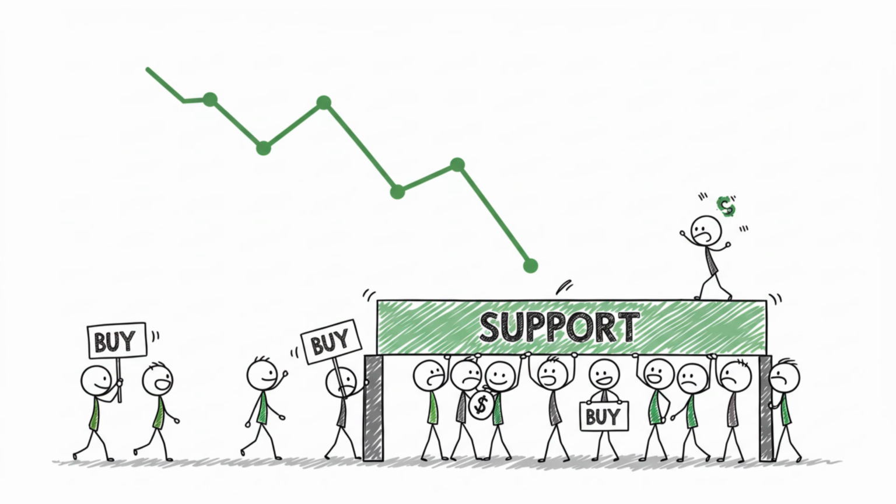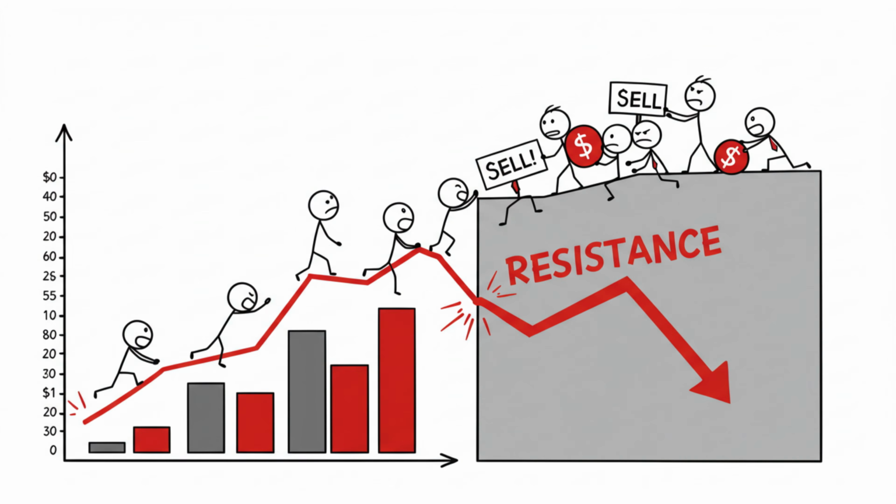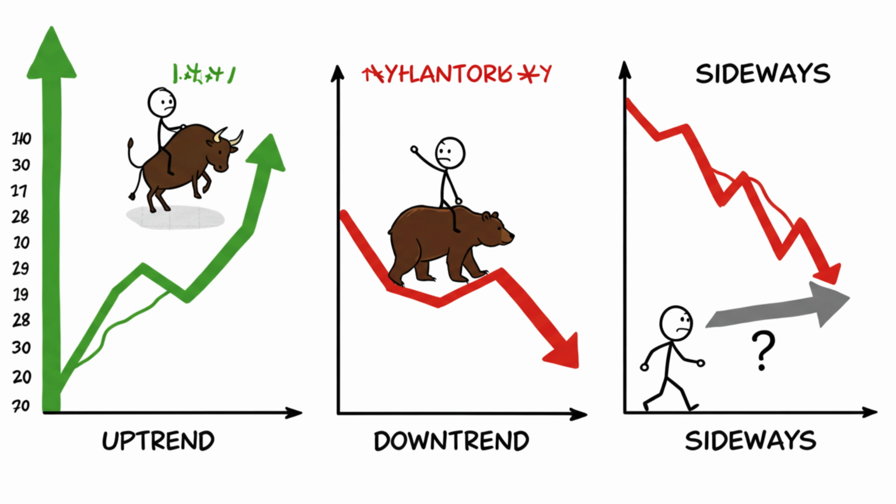Support. A price level where buying interest is strong enough to prevent further decline. Resistance. A price level where selling pressure tends to stop a price from rising further. Trend. The general direction of the market. Upward, bullish, downward, bearish, or sideways.